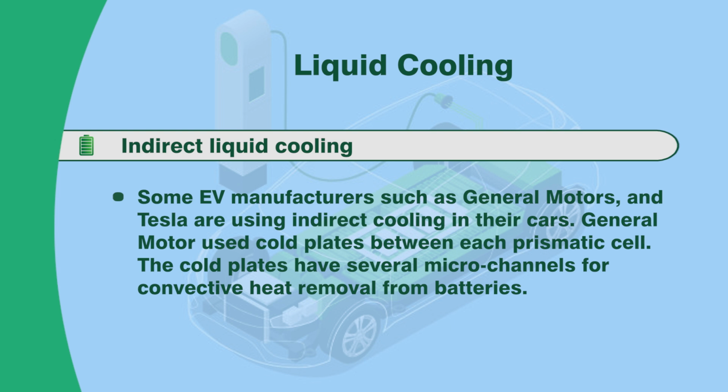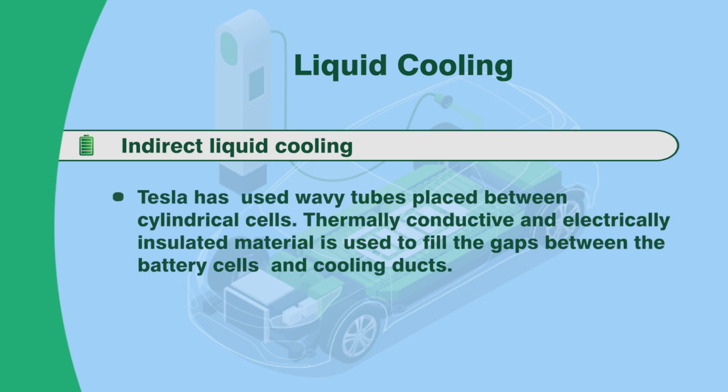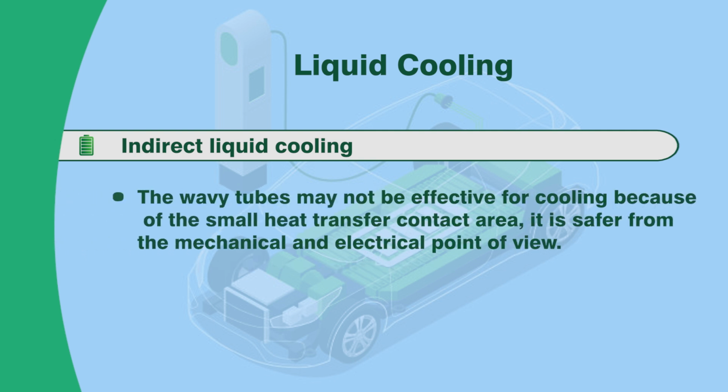General Motors uses cold plates between each prismatic cell, and the cold plates have several micro channels for convective heat removal from batteries. Tesla has used a similar kind, which we call wavy tubes, placed between the cylindrical cells. Thermally conductive and electrically insulating material is used to fill the gaps between the battery cells and cooling ducts. The wavy tubes may not be very effective for cooling because of the small heat transfer contact area.